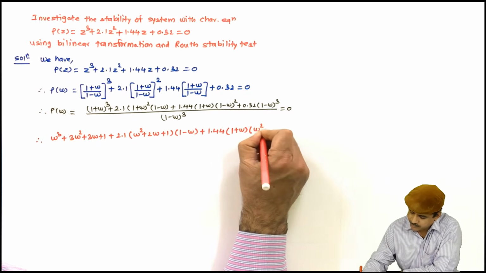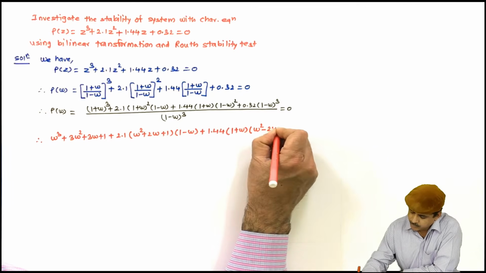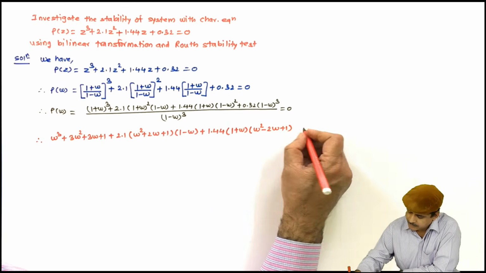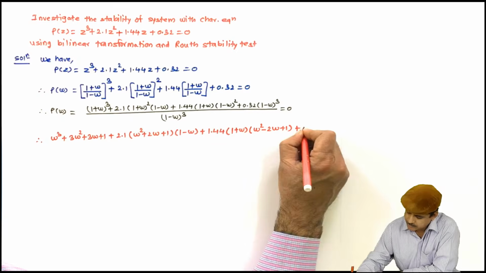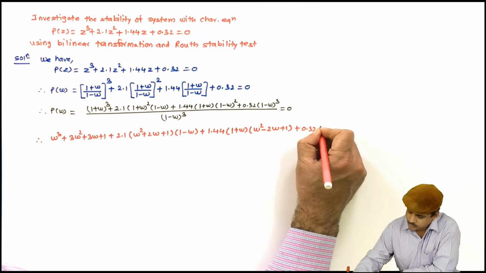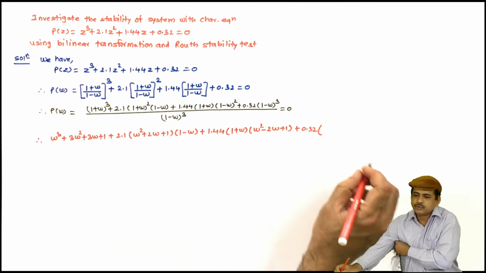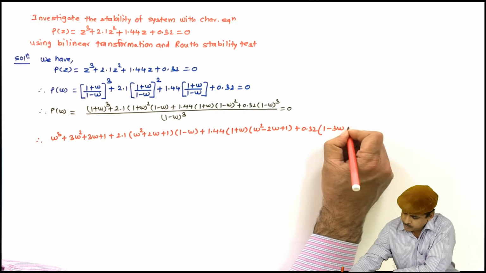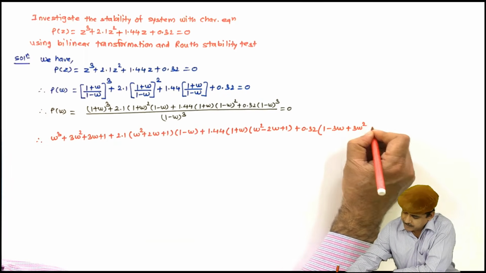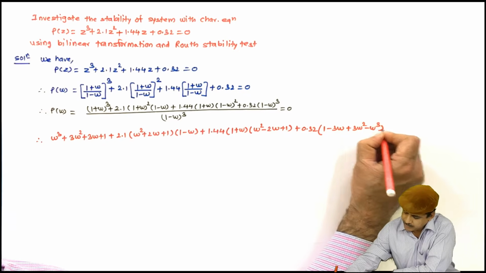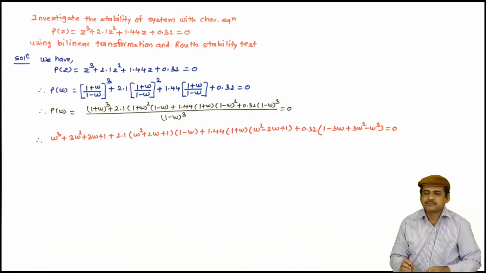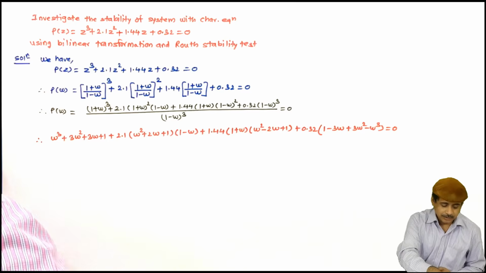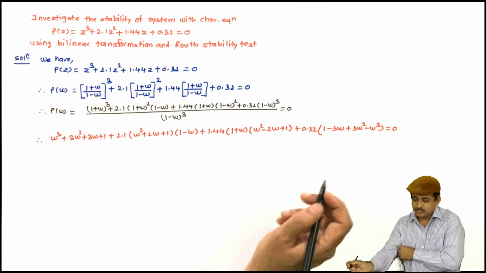w^2 - 2w + 1, and plus 0.32 into bracket (1 - w)^3, which is 1 - 3w + 3w^2 - w^3, and this will be equal to 0. So the calculations are tedious, but we have to do it.